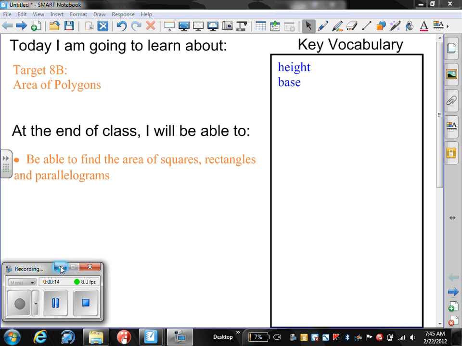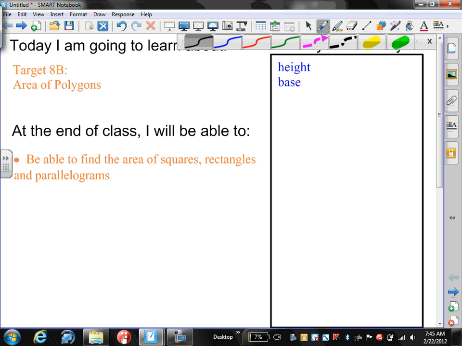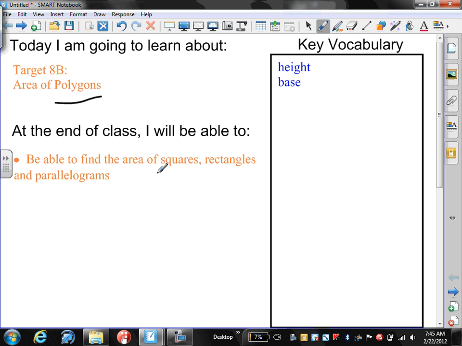Again, what we're doing in this chapter, chapter 8, is that we are actually studying the area of different polygons. And today we're going to focus on squares, rectangles, and parallelograms. The nice thing is the area is all the same for both of them. So there's not many notes, so don't feel like you have to write every single slide down. Just kind of watch, follow along. When we get to the end, we'll sum it up and make sure you get down the proper notes at the end here.